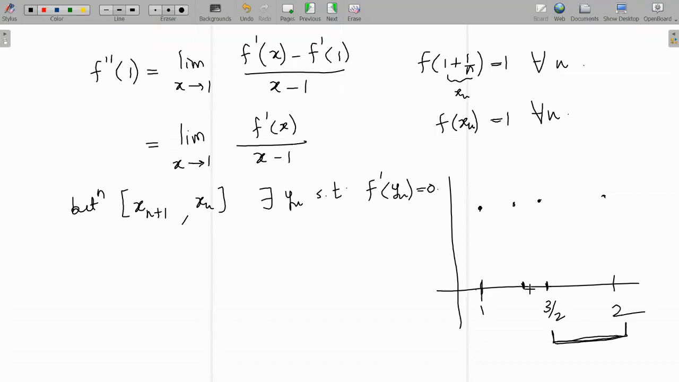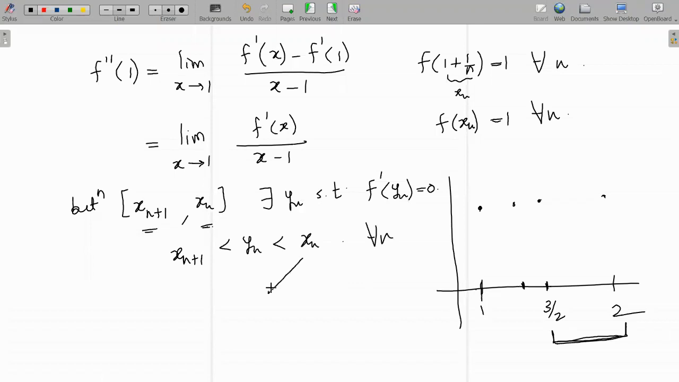Can I say this? Any 2 points, because f at these 2 points is 0. F of xn is 0. I mean 1, sorry, 1. So at both the points, f takes the same value. F of xn plus 1 and f of xn is the same. So by Rolle's theorem, between these two, there exists some point such that f dash at that point is 0. So xn plus 1 less than yn less than xn is the situation for all n.